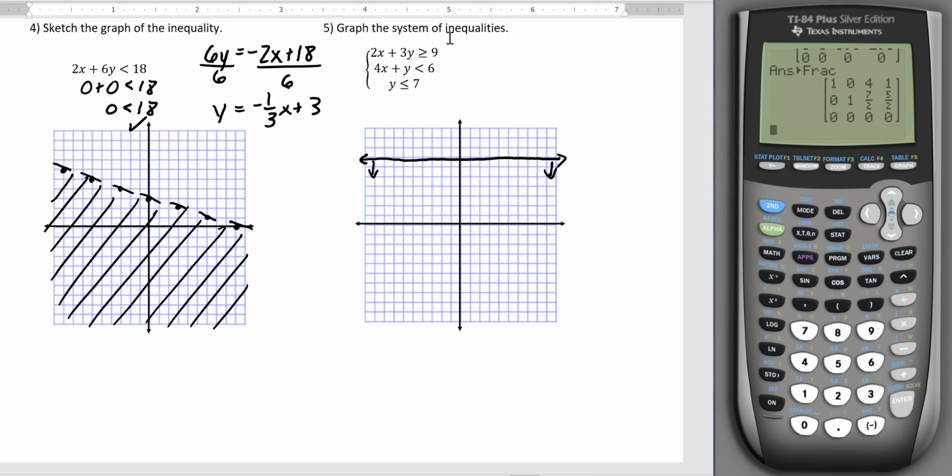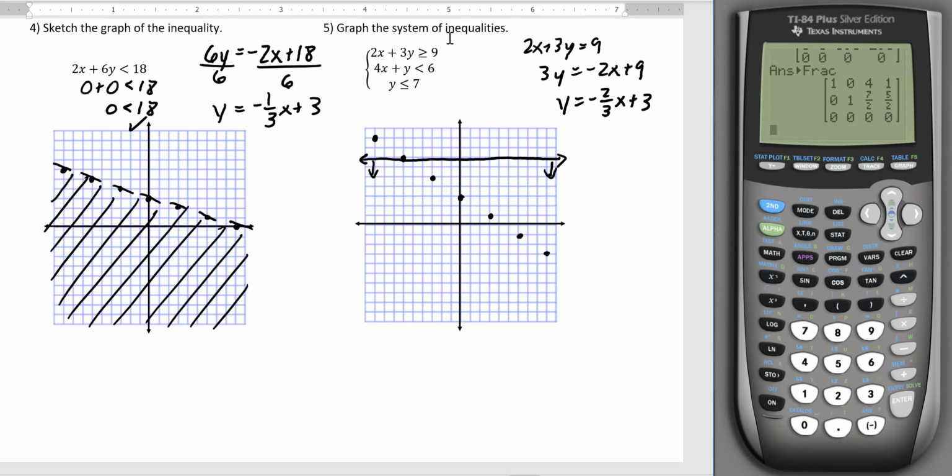All right. So 2x plus 3y is greater than or equal to 9. So 2x plus 3y equals 9. We can subtract. 3y will equal negative 2x plus 9. Divide by 3. y will equal negative 2/3 x plus 3. 3 is right here. Up 2, right. Oh, wait, negative 2/3. So we'll go down 2, right 3. Down 2, right 3. Down 2, right 3. Up 2, left 3. Up 2, left 3.